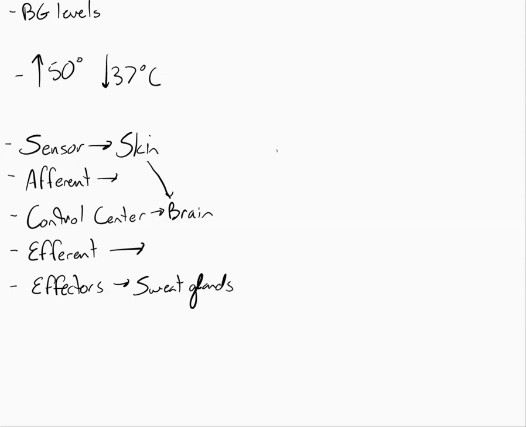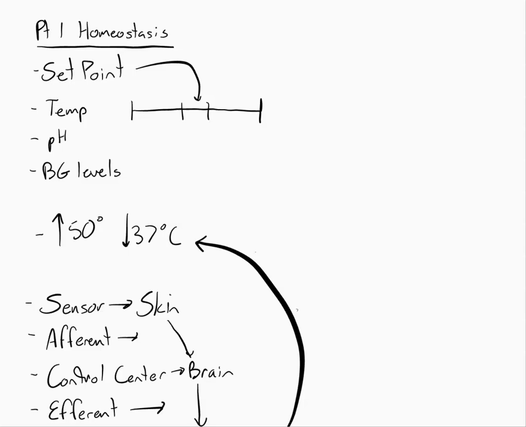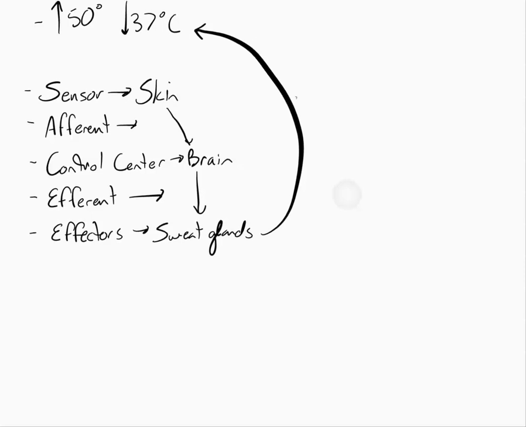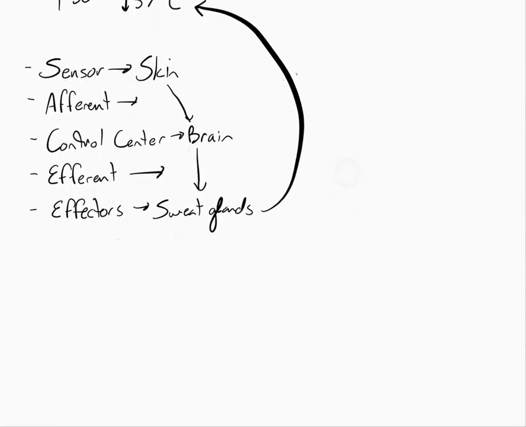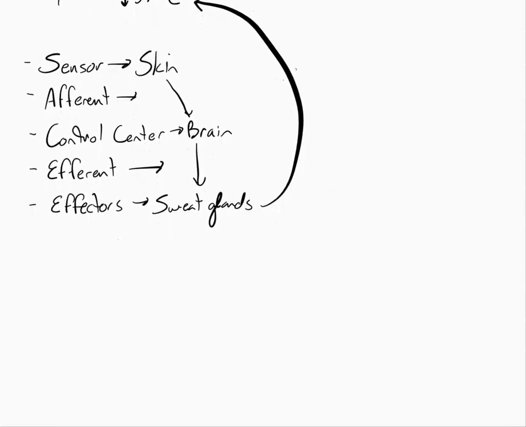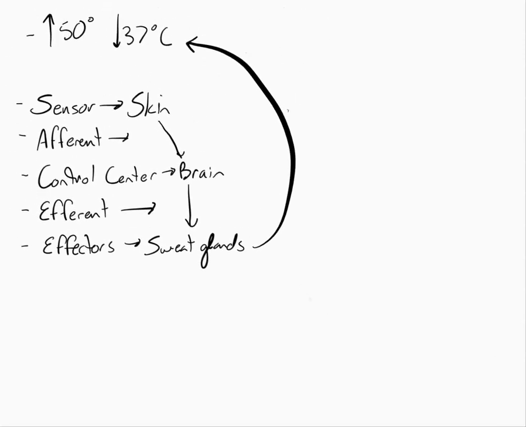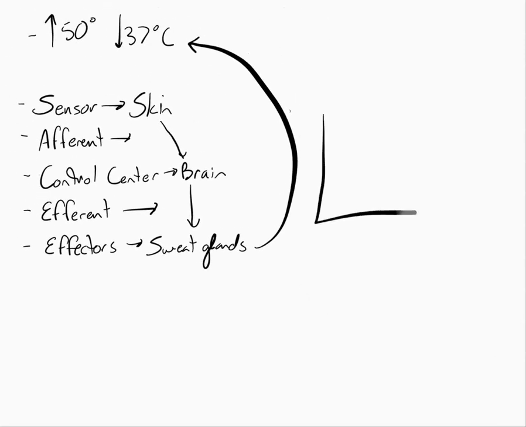So the efferent pathway would send a signal from the brain to the effectors, or the sweat glands, to then lower the temperature back to around our physiological set point where we want to be to keep our body functioning. And that is basically how our reflex control pathway works. And then we also have a couple different ways this is carried out. In this case, we have something called a negative feedback loop.